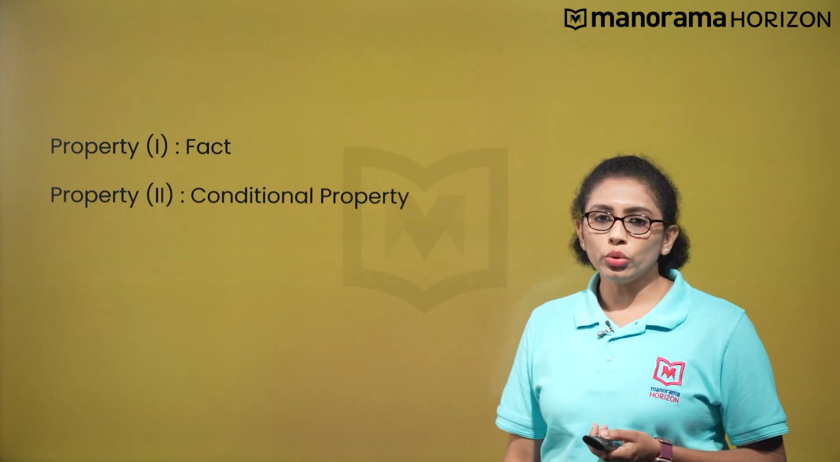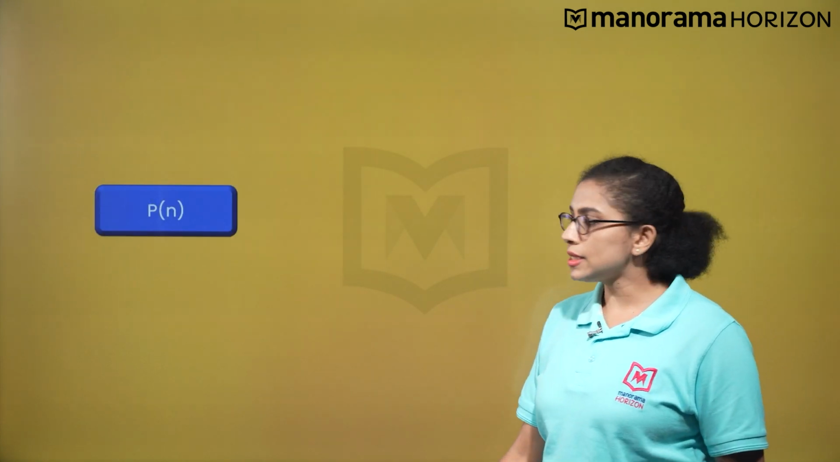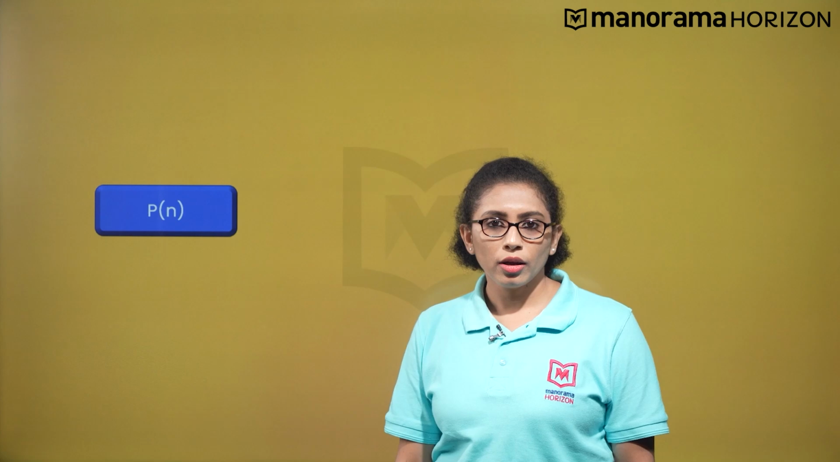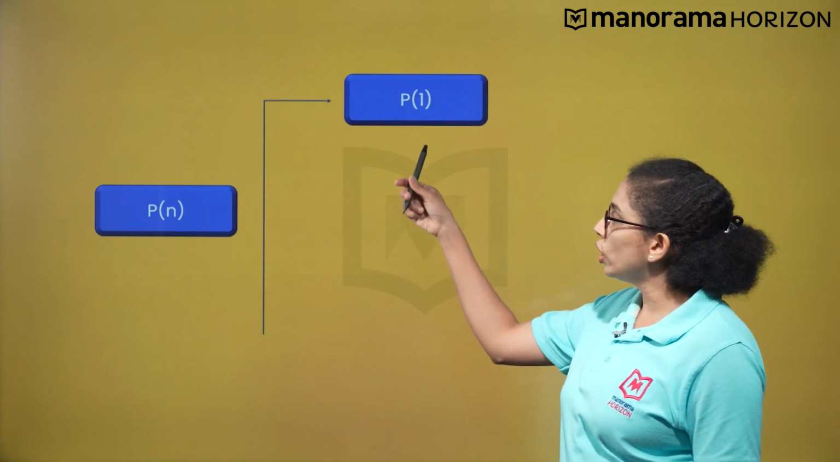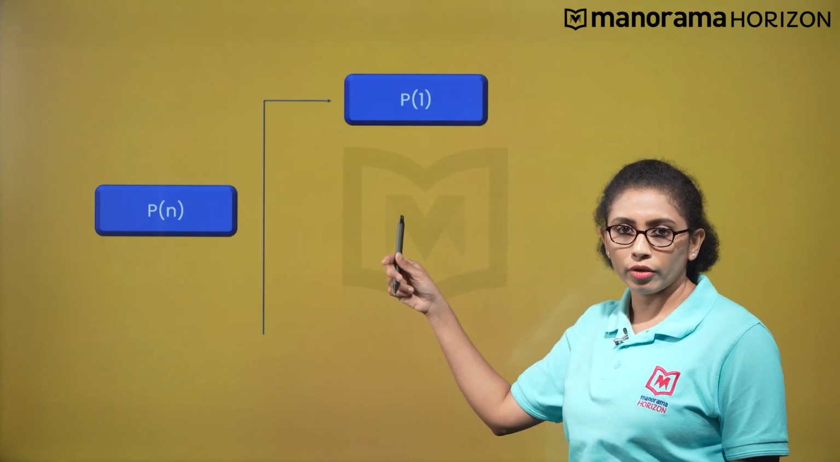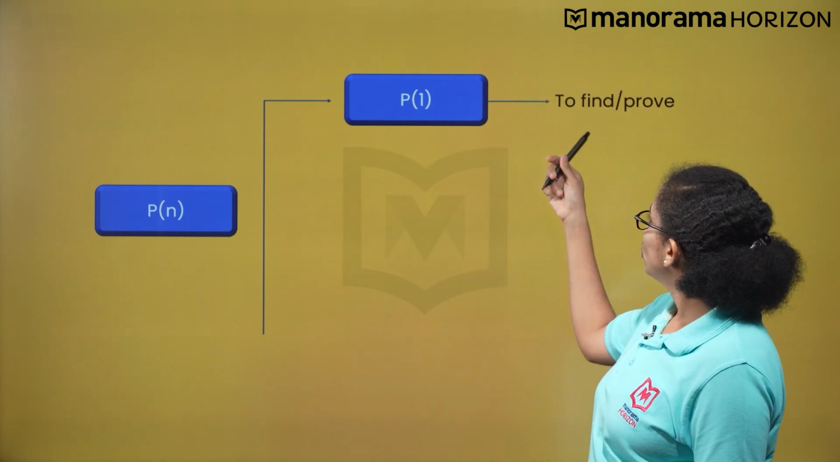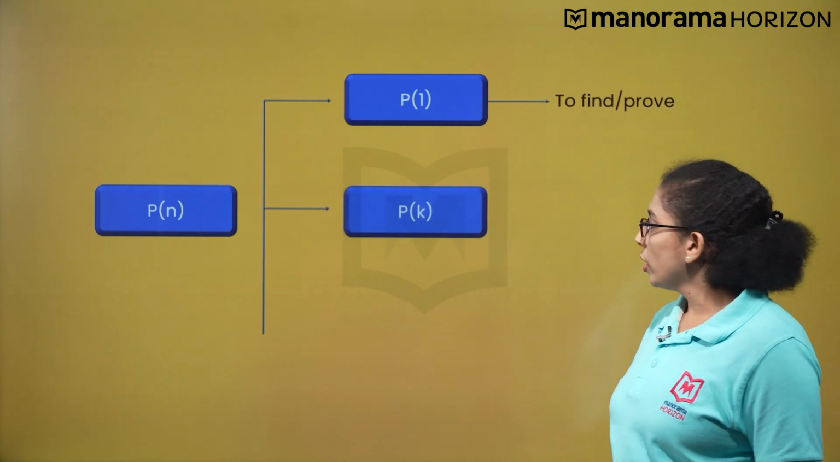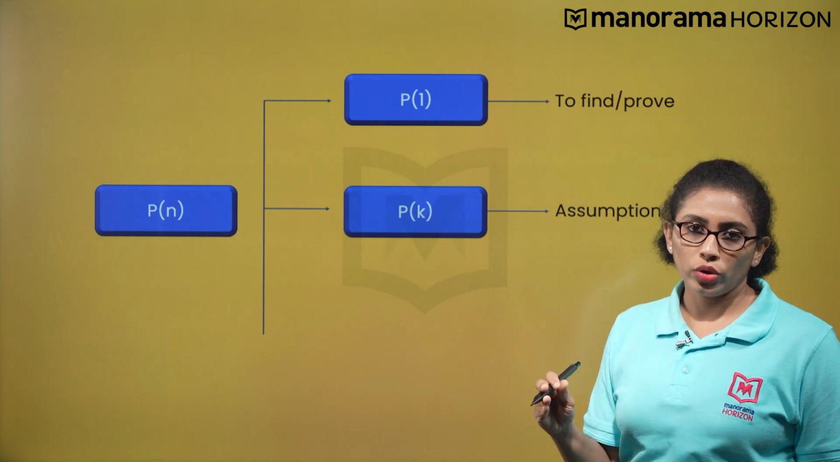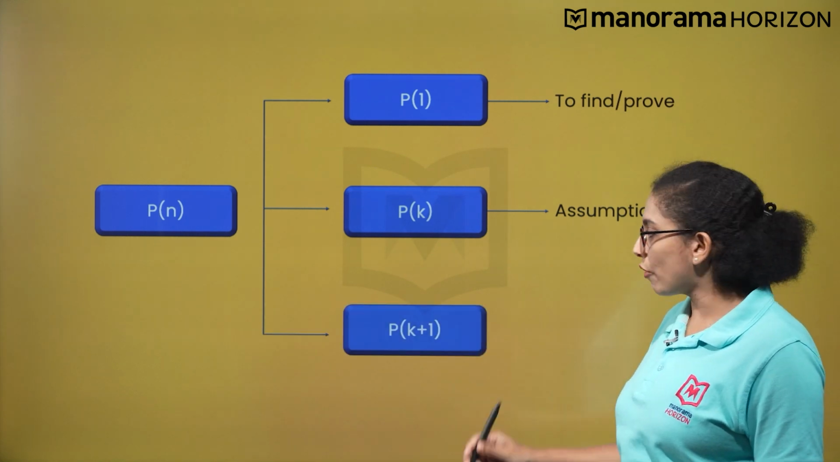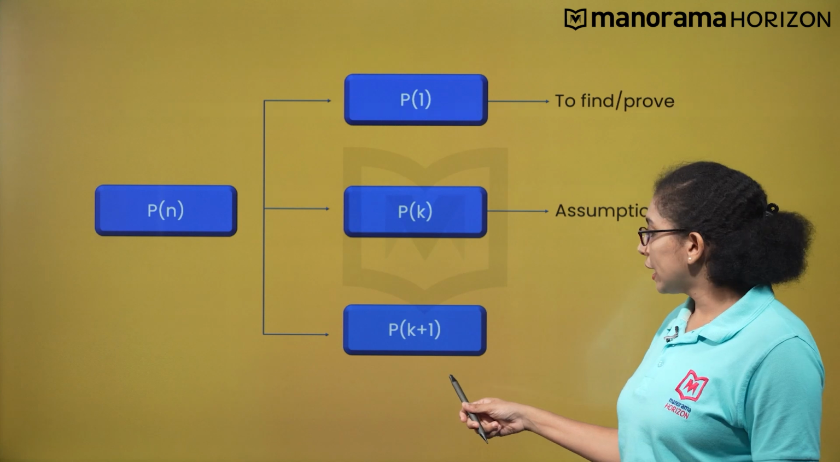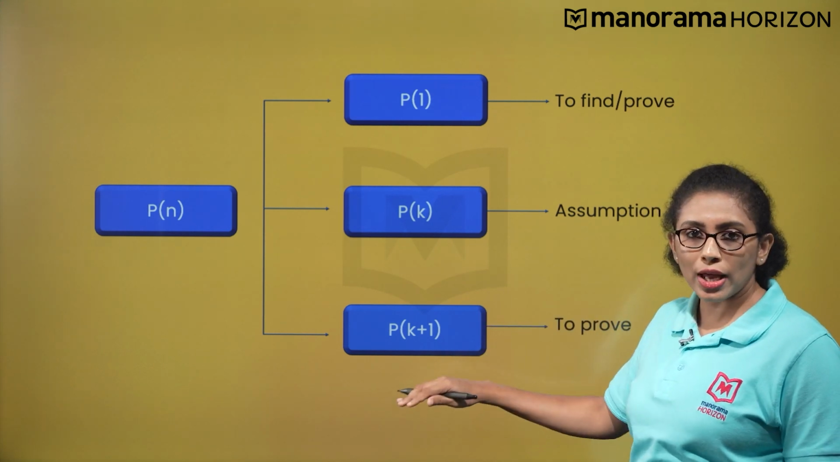Now, how to do? We choose a statement P of n. We will put n equal to 1, that is P of 1. We have to check P of 1 is true. Then assume P of k is true. If this is true, then we have to check if P of k plus 1 is true. This we have to prove.